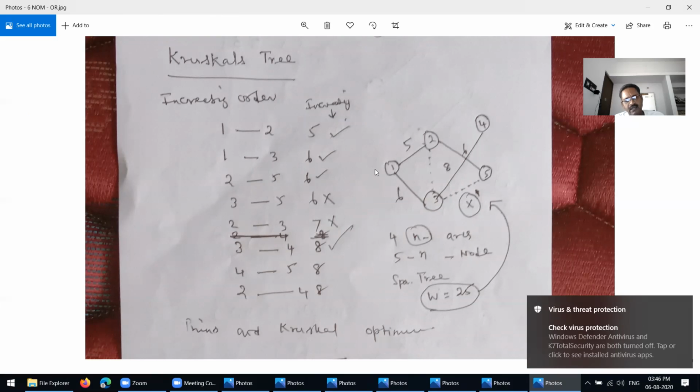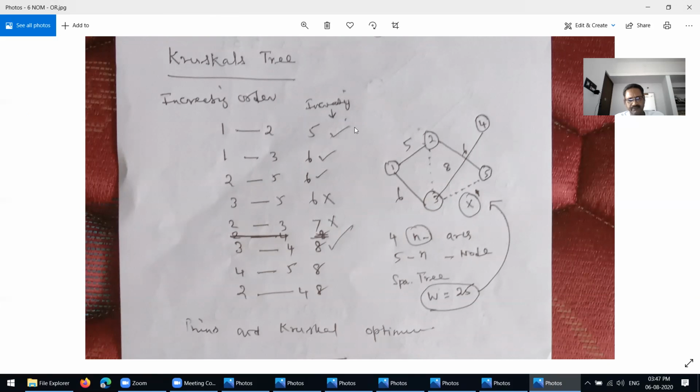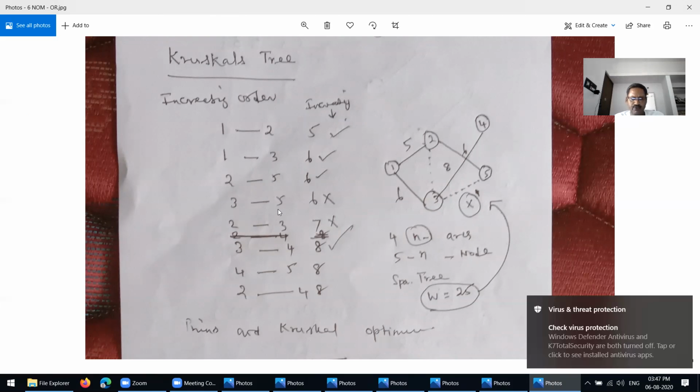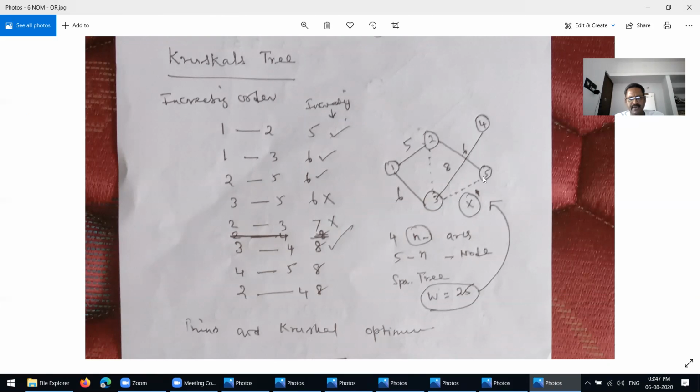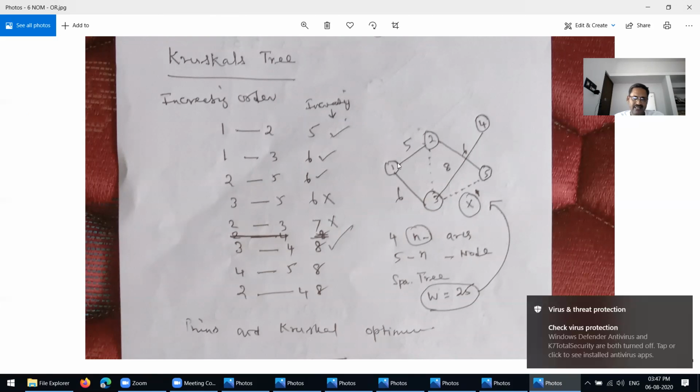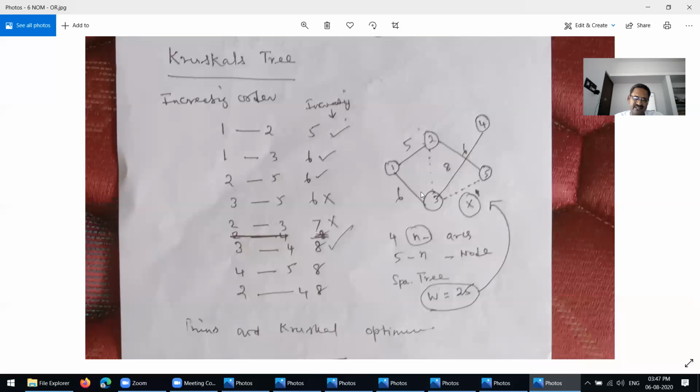Here you take the 1 2 here now. 1 2 connected, 1 3 connected, 2 5 connected. Then 3 5 connected. Suppose you connected, so we are not getting a tree. You understand? Suppose 3 5 is connected, so all the 4 nodes are connected, which means that is not a tree. So this one is not possible.